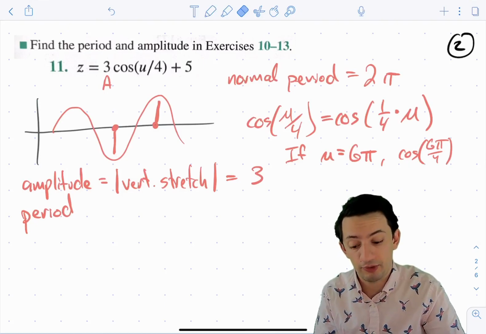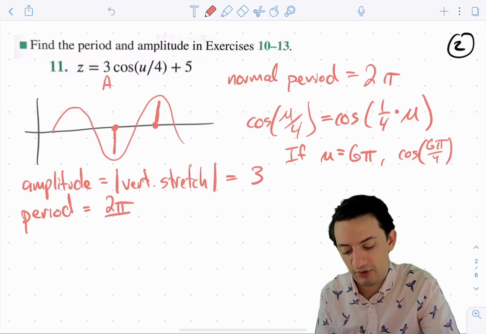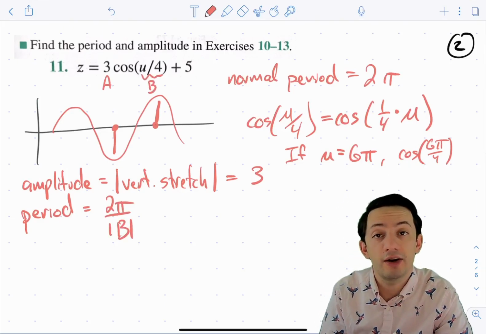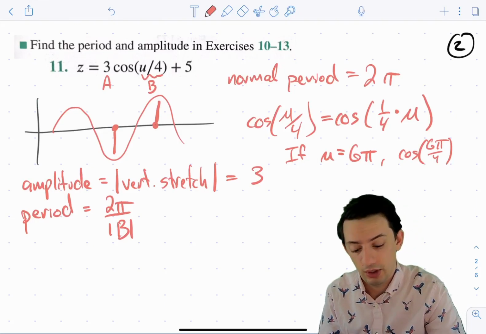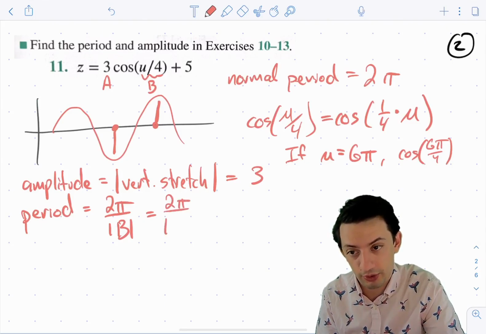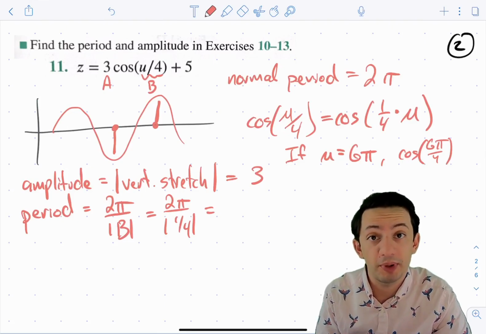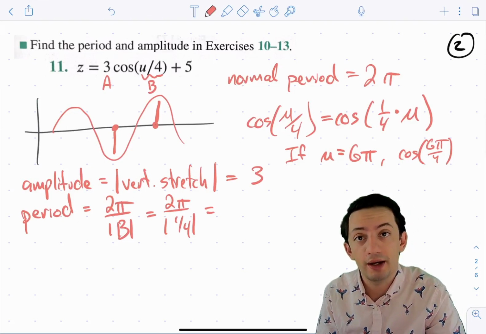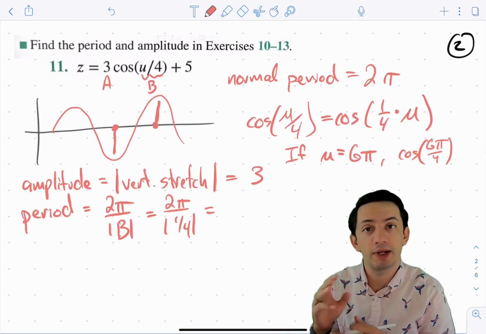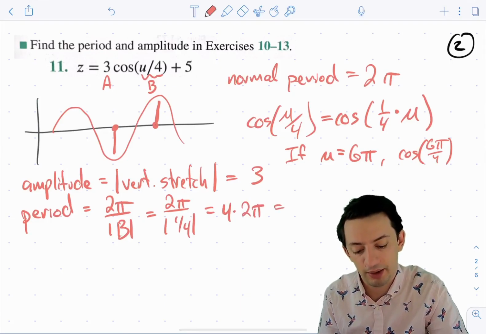Now we also had a formula for this. The formula was 2 pi over the absolute value of b, where b is whatever your multiplicative factor in there is, in this case 1/4. So with our numbers, that's 2 pi over the absolute value of 1/4. The absolute value of 1/4 is just 1/4 because it's already positive. So this is 2 pi over 1/4. Remember that when you're dividing by a fraction, you flip the denominator and multiply. So this is 4 times 2 pi, which is 8 pi.